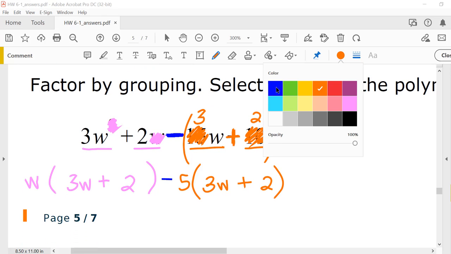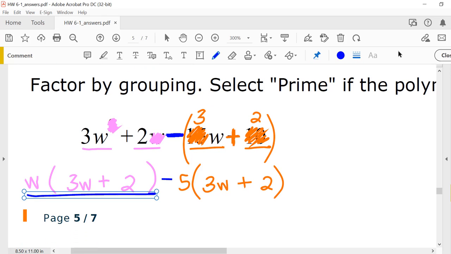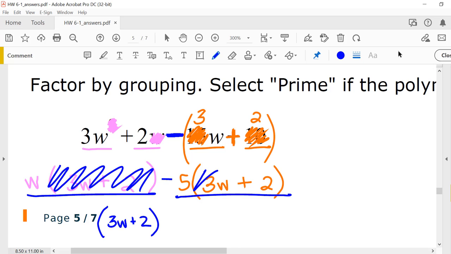Hopefully you see a common binomial. What is that common binomial on these 2 terms? It's 3W plus 2. And when I factor that out, I see W minus 5.